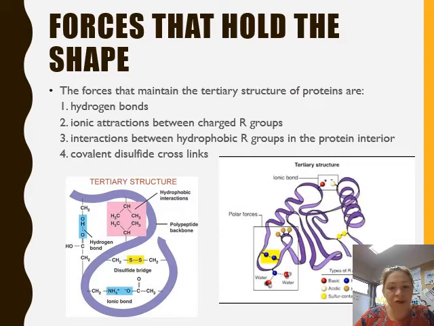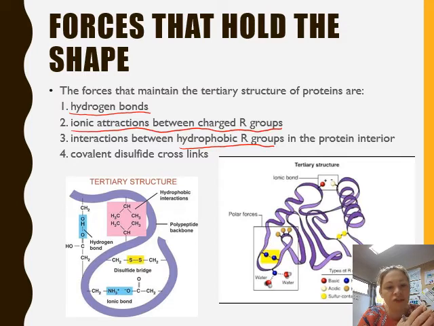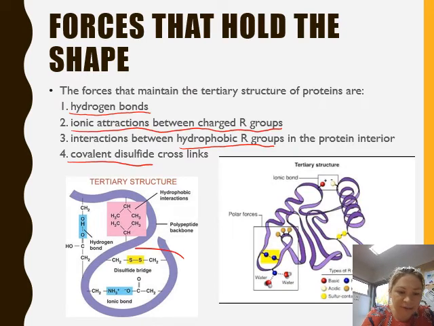So when we talk about tertiary structure, hydrogen bonding is really important here. The ionic attraction between the R groups, as I indicated previously, is also important. And the hydrophobic R groups, so the ones that don't like water in the protein, also fold inwards so that they're less exposed to the water. And we also see the formation of covalent disulfide crosslinks, which help to stabilize that structure as well.